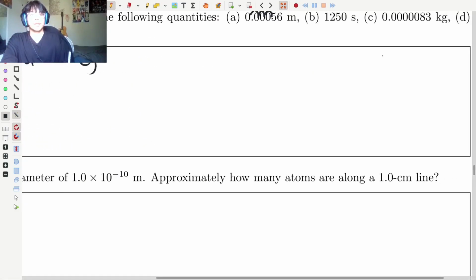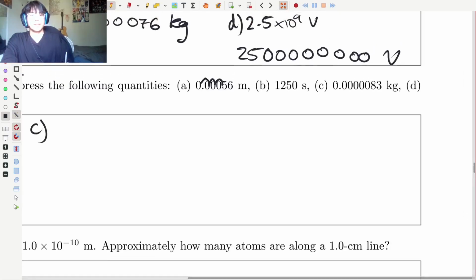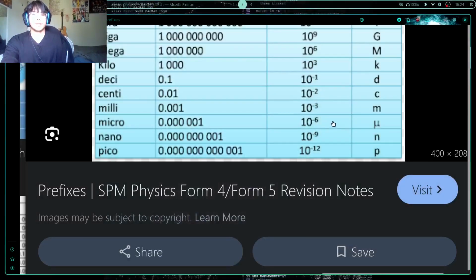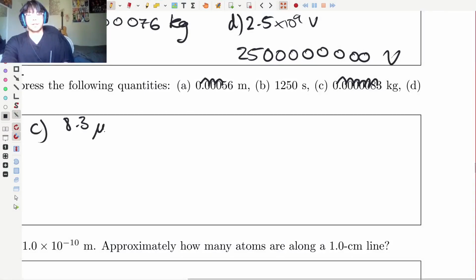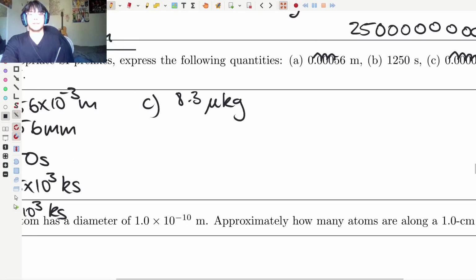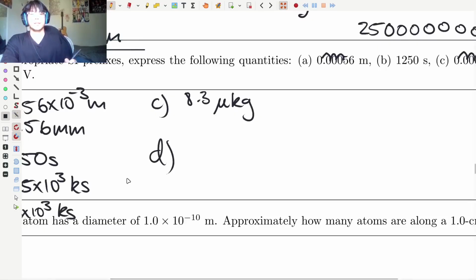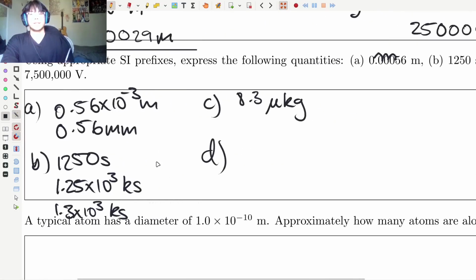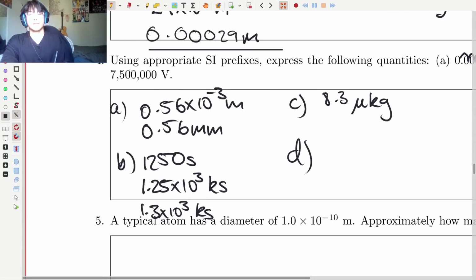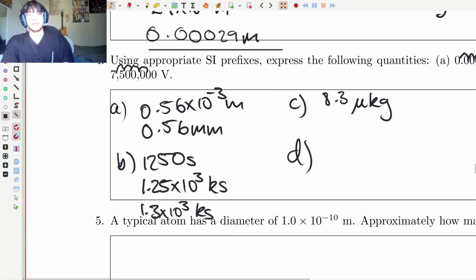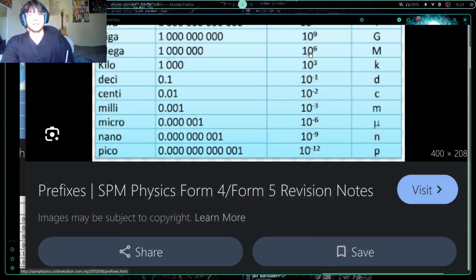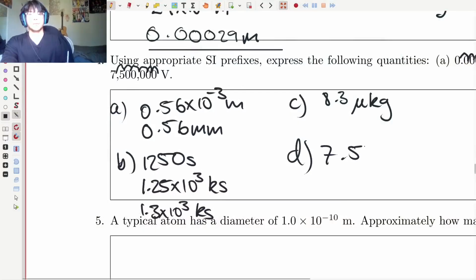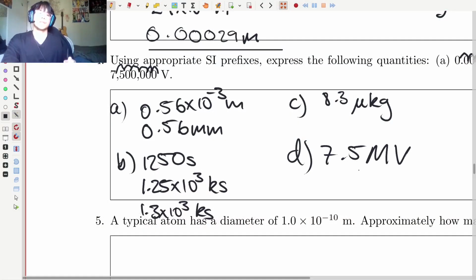Now C, we have this here, so 1, 2, 3, 4, 5, 6. So micro corresponds to -6, so we have 8.3 microkilograms. D, we have 7.5 million volts, so this is 1, 2, 3, 4, 5, 6. Times 10 to 6 is mega, so this is just 7.5 megavolts.